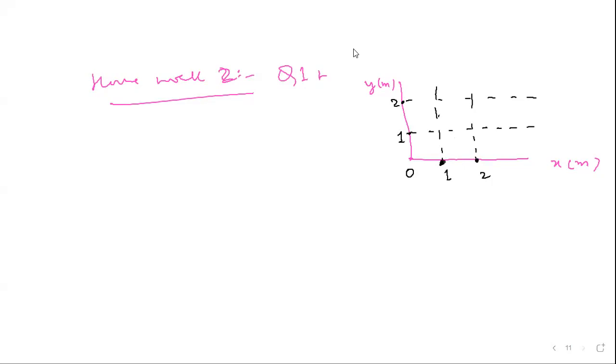Now let me make the masses with another color. Use this color. So here I have 3 kg mass. Another color. Here I have 8 kg mass. And here I have 4 kg mass, right? This is my figure 1.